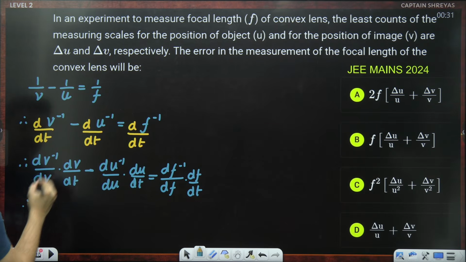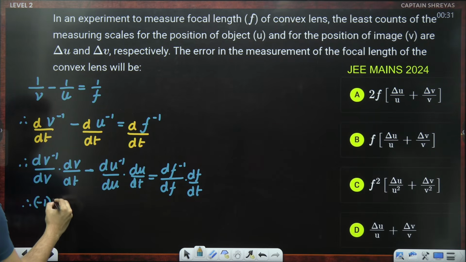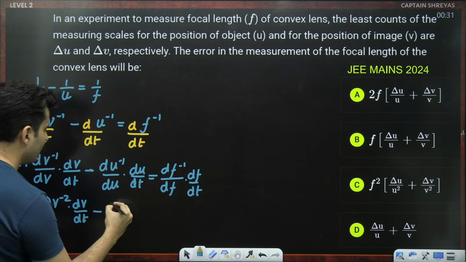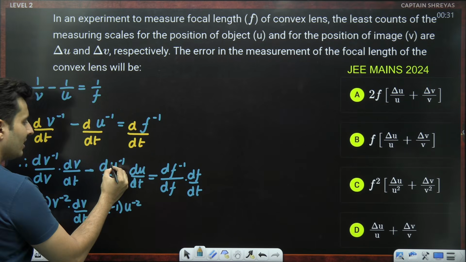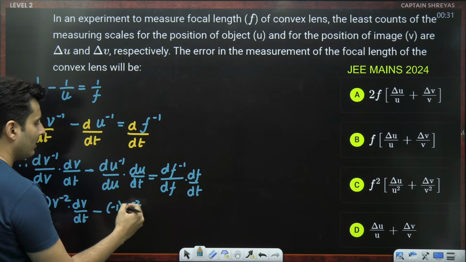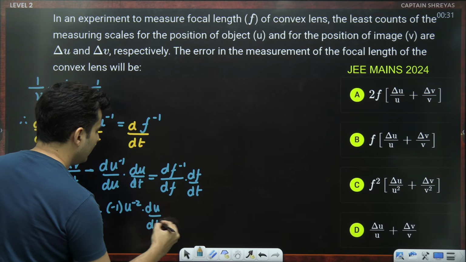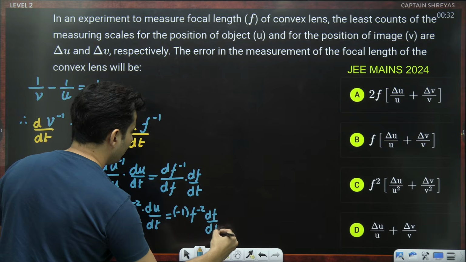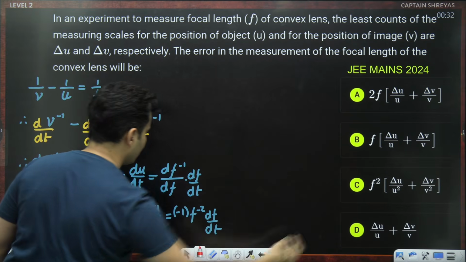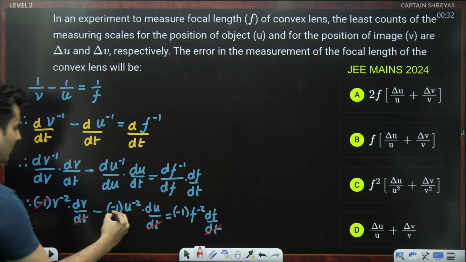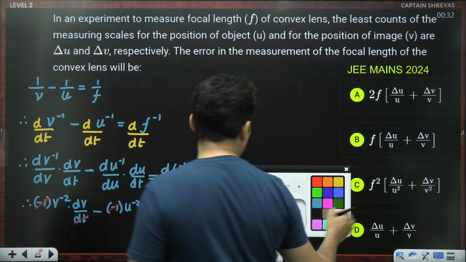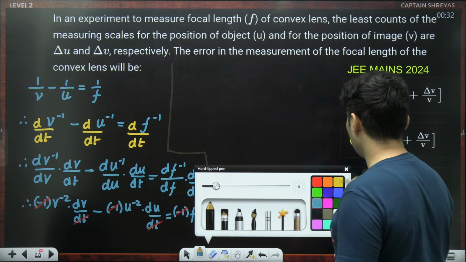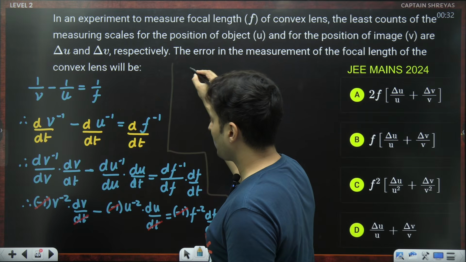Now v raised to minus 1's derivative is minus 1 into v raised to minus 2 into dv by dt, minus this guy's derivative is minus 1 u raised to minus 2. This is x raised to n's formula, which is n x raised to n minus 1, into du by dt, is equal to minus 1 into f raised to minus 2 into df by dt. A lot of things will get cancelled, like dt, dt, dt, minus 1, minus 1, minus 1. And obviously nobody likes to keep things on the top with a negative power, so we will immediately shift it downwards. So v raised to minus 2 will become 1 by v square.